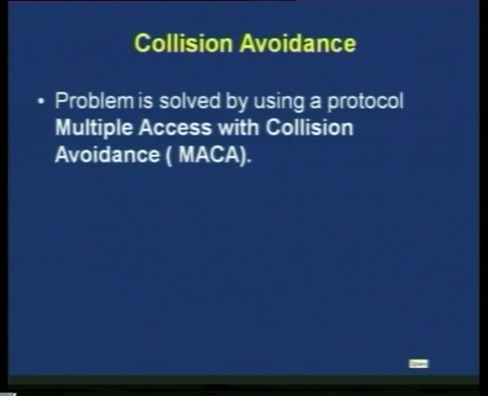So let us look at how 802.11 solves this problem. What we do here is we go for collision avoidance. Rather than looking for collision detection, we take a different approach and we go for collision avoidance. So look at what this collision avoidance is. We have a protocol now which is called multiple access with collision avoidance, or the MACA protocol as it is called. So let us look at what happens in this collision avoidance.